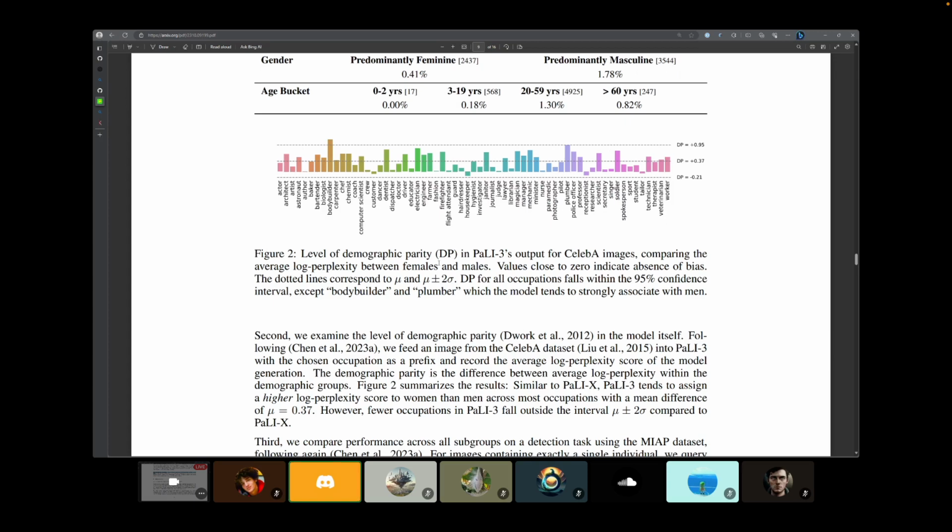The dotted lines correspond to the confidence interval. All occupations fall within the 99% confidence interval except bodybuilder and plumber, which the model tends to strongly associate with men.